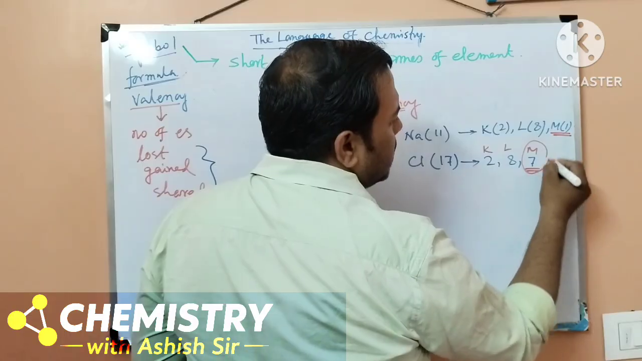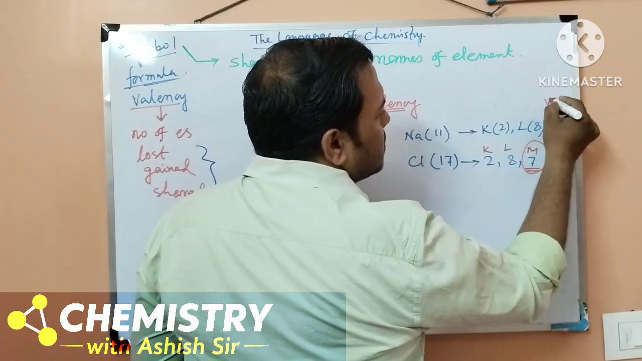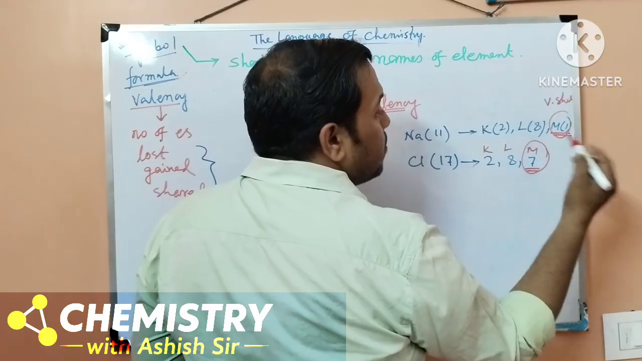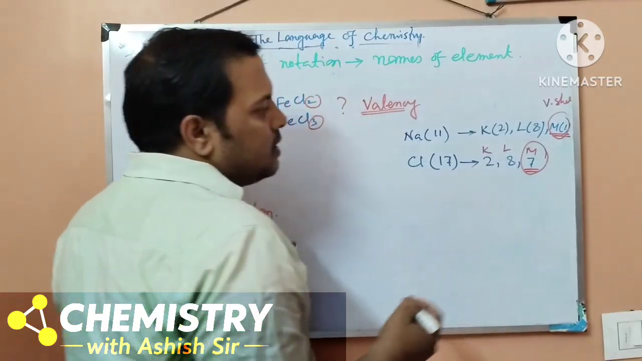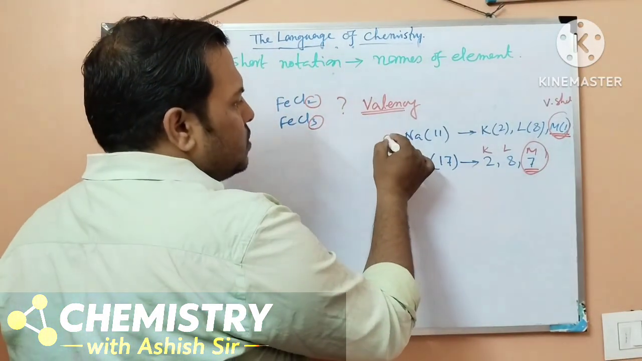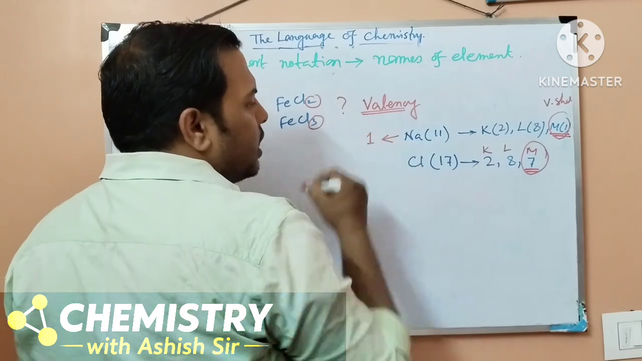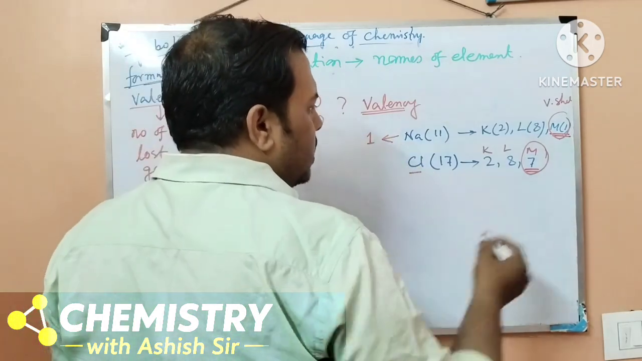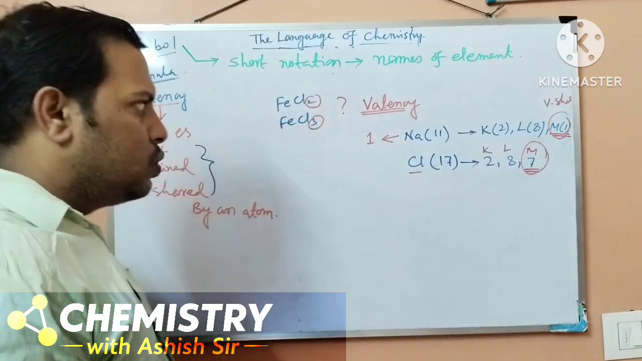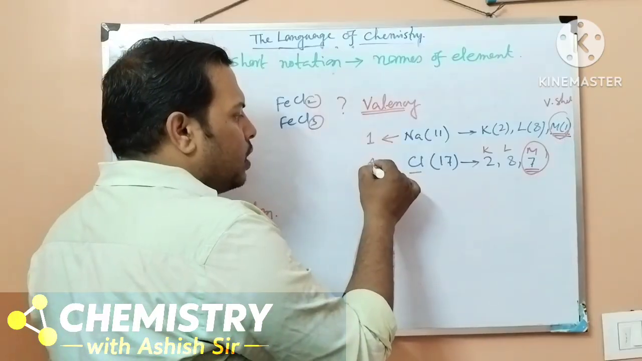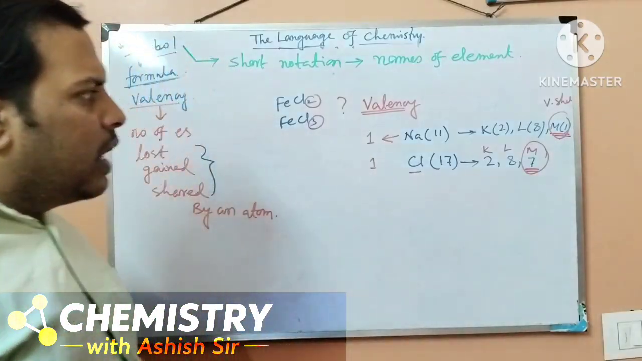is called the valence shell, and the number of electrons in the valence shell is called valency. So what is the valency of sodium? In the valence shell there is only 1 electron. Sodium is monovalent. And what about chlorine? It has 7 electrons, so its valency is also 1. How to calculate that?